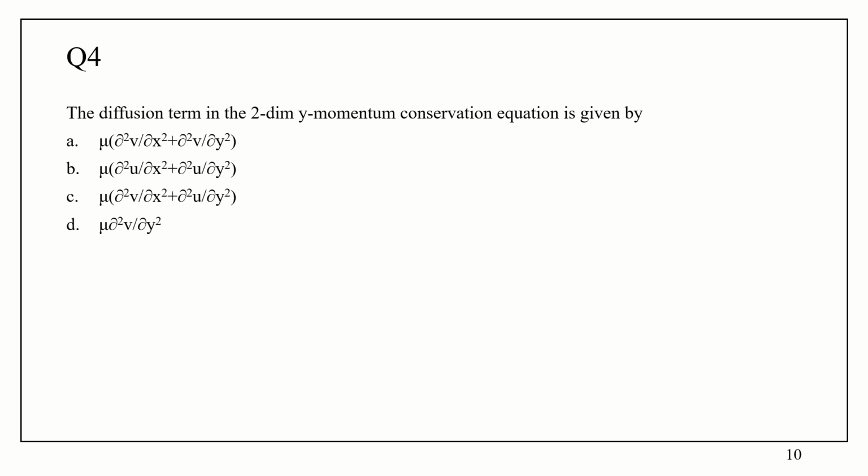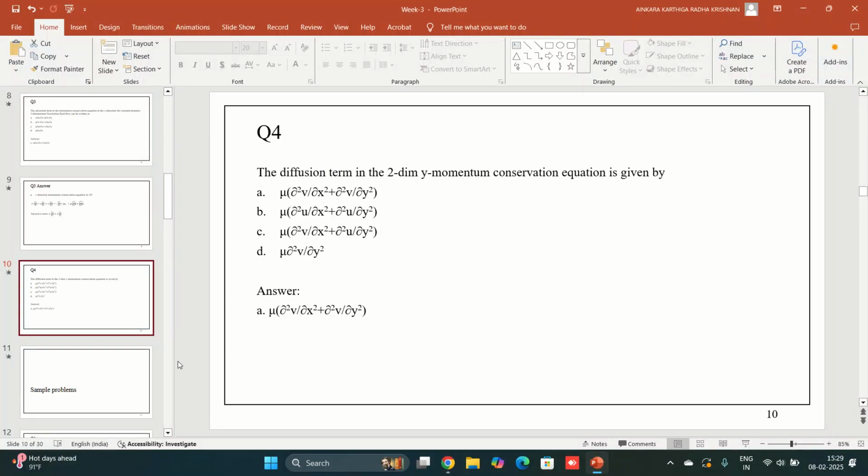So it is a 2-dimensional equation and we are talking about only the y momentum conservation equation. So on that aspect it is option A. How are we saying it as option A? Because the question is about diffusion term in the 2-dimensional y momentum conservation equation, and it is mu into, here the varying velocity component will be v. So mu into dou square v by dou x square plus dou square v by dou y square is the right answer. Option A is the right answer. I hope it is clear for you guys.